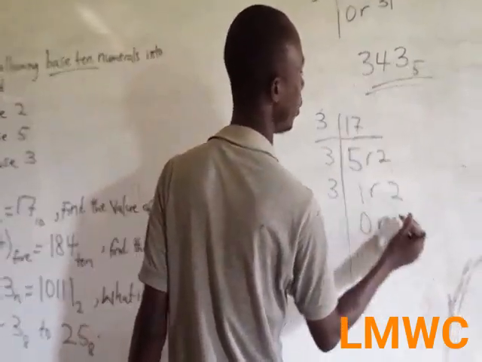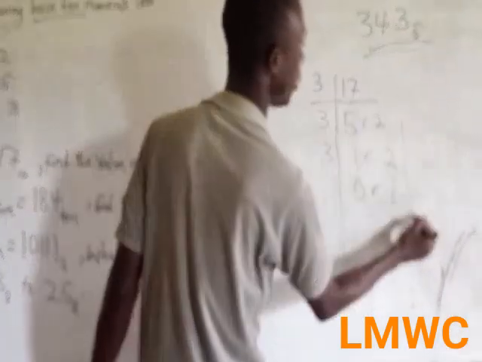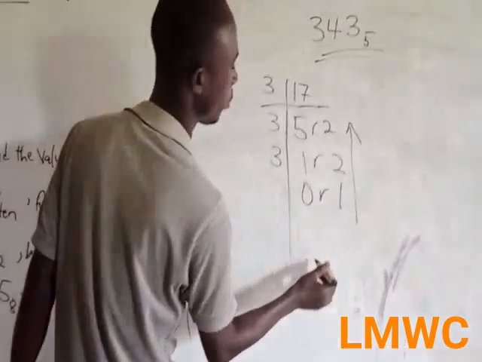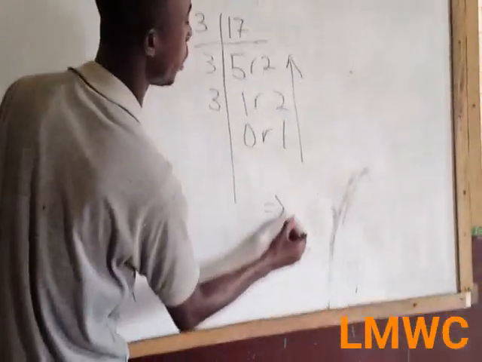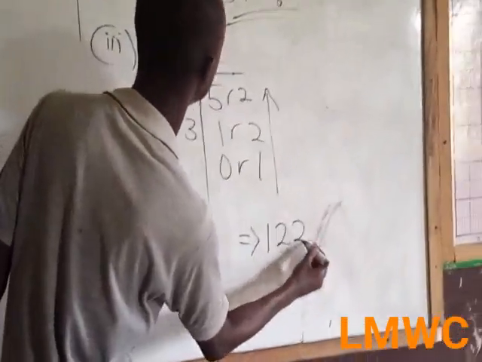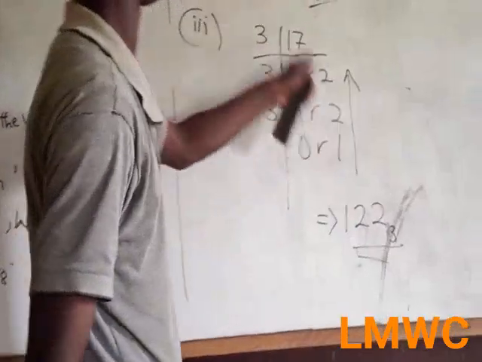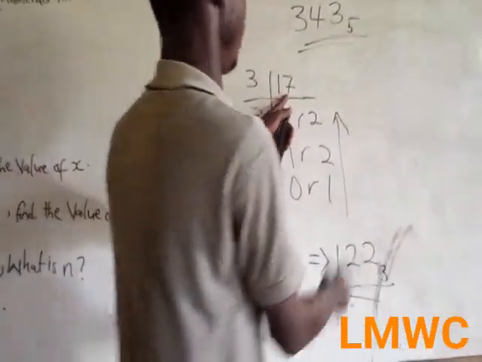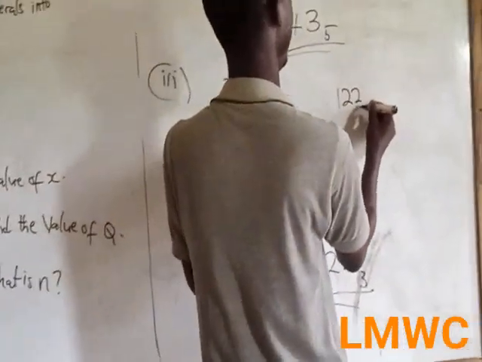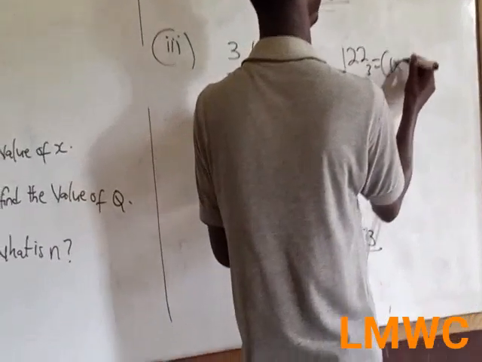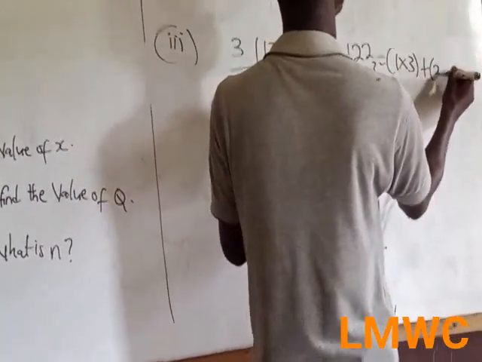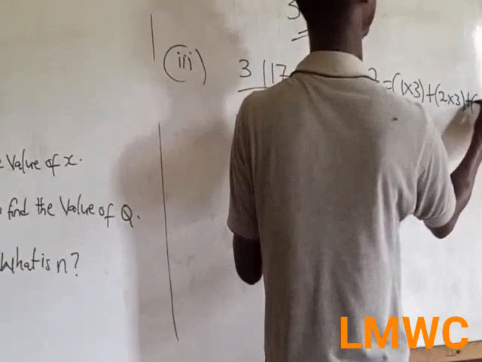Remember this 1. So the answer becomes, you draw your arrow, the answer becomes 1, 2, 2, base 3. And once I convert this to base 10, I'm going to get 17. Let's try this. 1, 2, 2, base 3. It becomes 1 times 3 plus 2 times 3 plus 2 times 3.